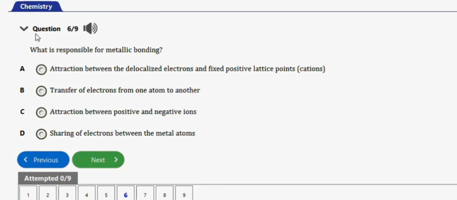It says what is responsible for metallic bonding? Attraction between the localized electrons and fixed positive lattice points, cations in brackets. So guys, this is basically the answer to this question. It's not option B, it's not option C, it's not D. So guys, just take note of this particular question. This is what is responsible for metallic bonding. This is option A. The next question will be this one.